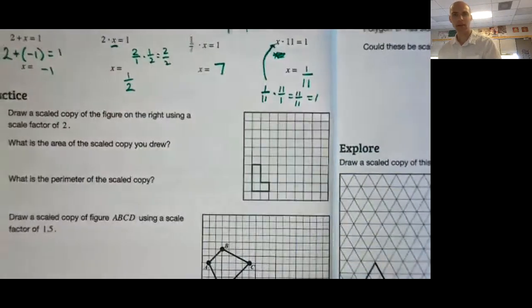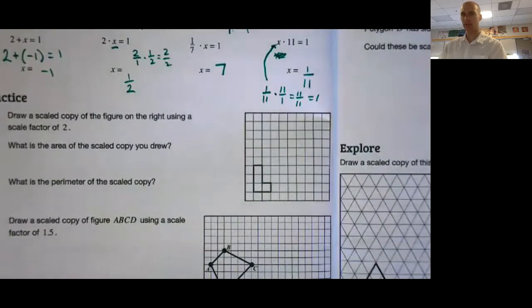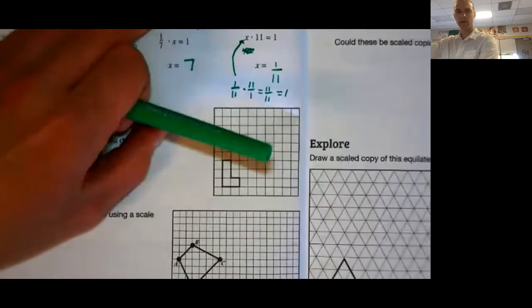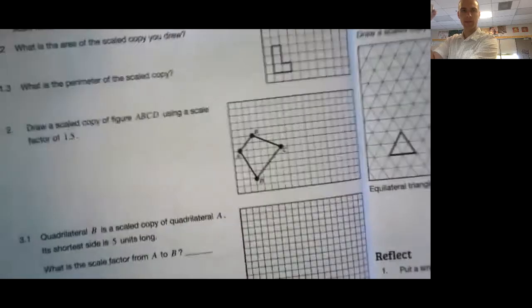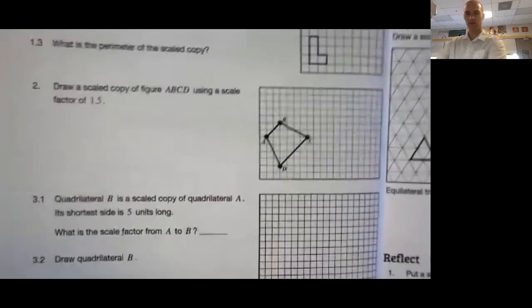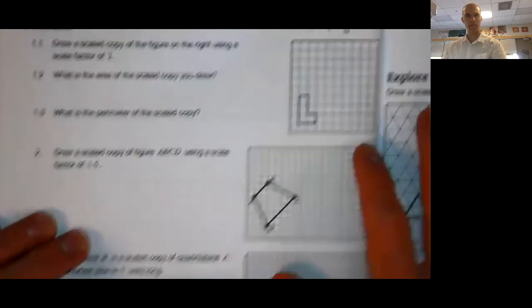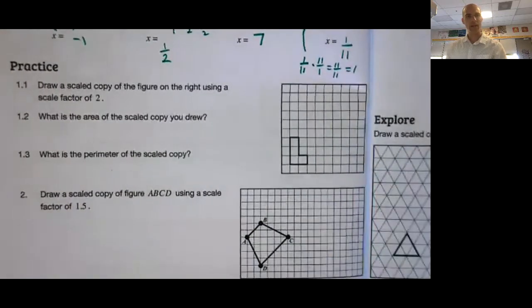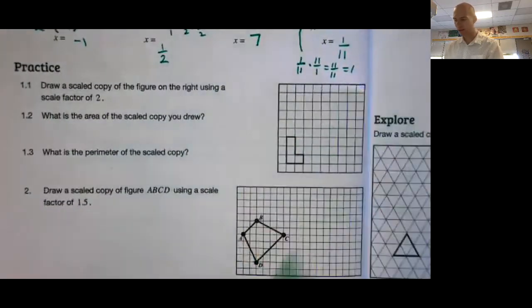All right, a lot of the rest of this activity is practicing drawing some scaled copies or scaled drawings, whatever you like to call them. Let me adjust this situation because my book's about to fall off this desk. All right, draw a scaled copy of the figure on the right using a scale factor of 2.